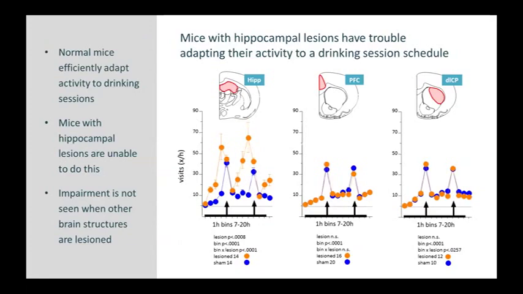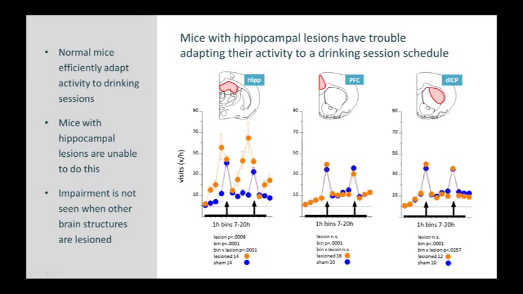So let me now jump to the last phase of adaptation to the IntelliCage, which we called drinking session adaptation. As you may remember, there the doors are always closed, and only during 2 hours during the dark phase the animals can access the drinking water by making nose pokes and opening the doors. Normal mice, which are shown by blue dots in these graphs, adapt their activity very nicely to this drinking session schedule. So what you see depicted here is the number of visits per hour they do, and you see a peak during both drinking sessions.